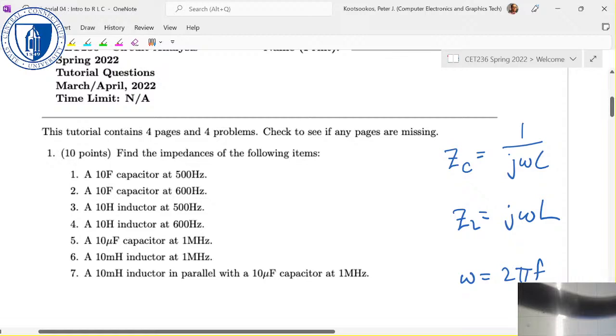So there shouldn't be anything too untoward in any of this. Notice the first four have extremely large values. You normally wouldn't come across a 10 farad capacitor. A 10 farad capacitor is in the range of a supercapacitor. They certainly exist, but most capacitors are in the pico to microfarad range. And 10 henry is also a pretty big inductor, perhaps not as out there as a 10 farad capacitor.